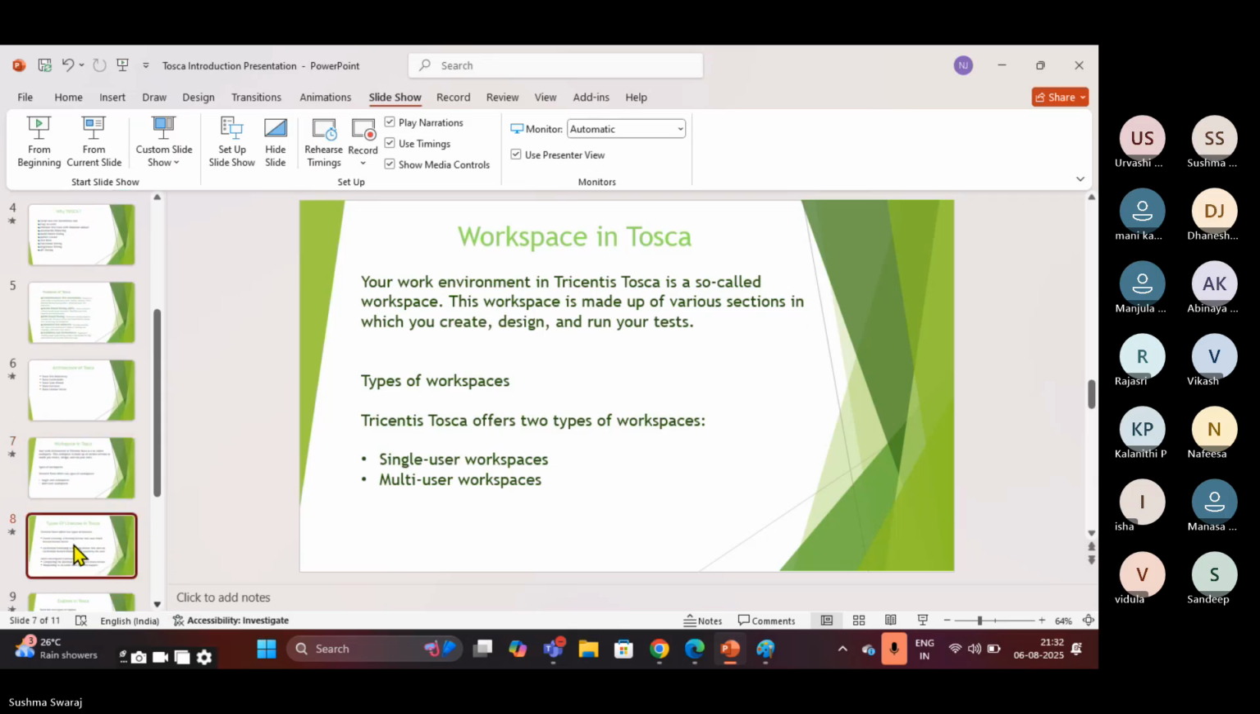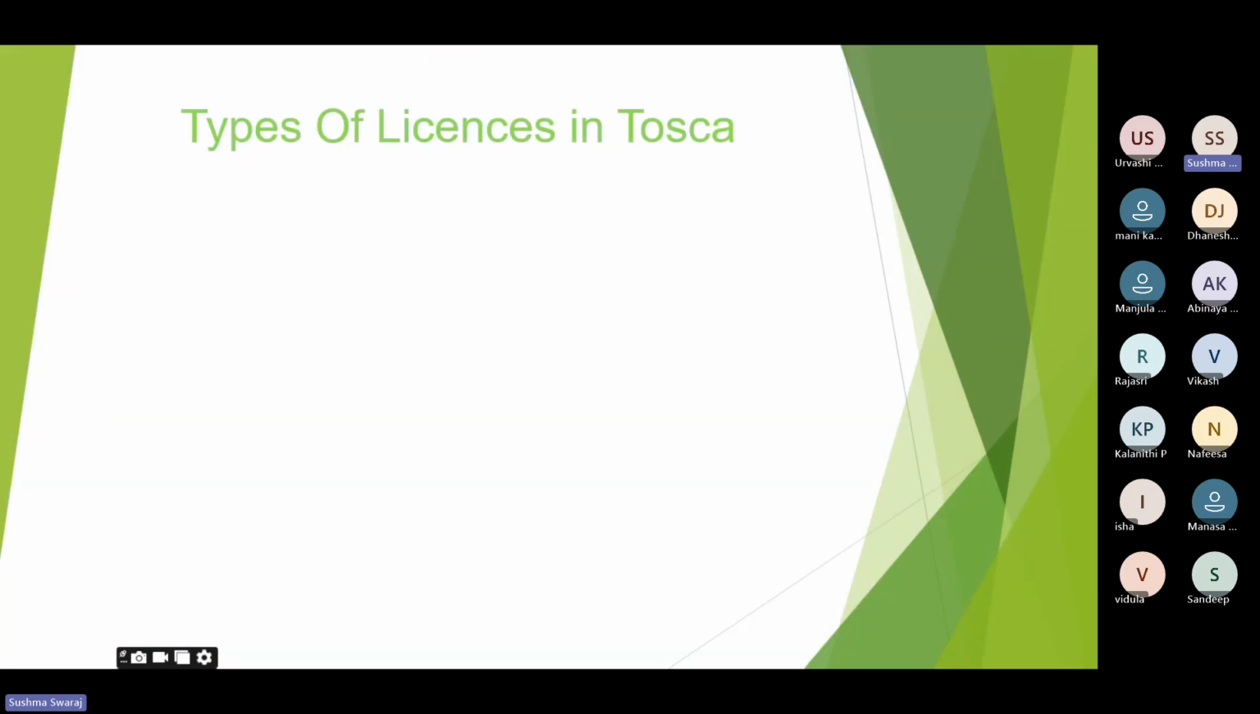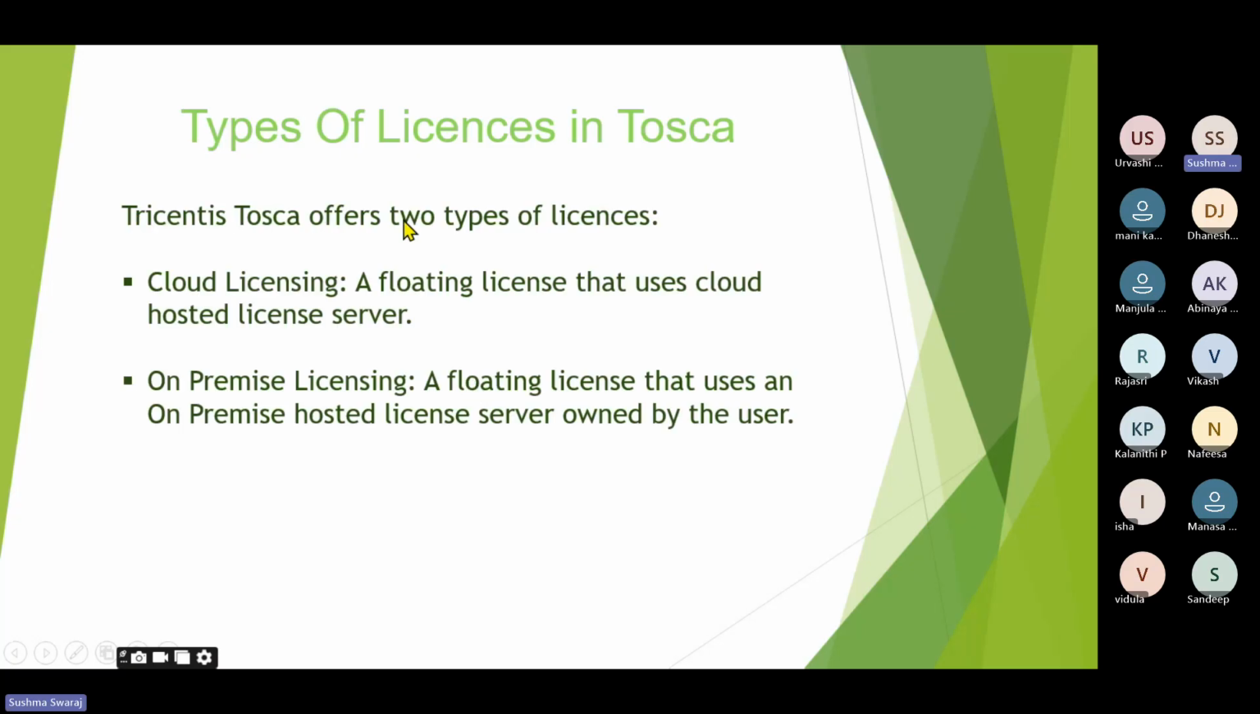Then we have different types of licenses. Talking about licenses, Tricentis Tosca offers two types: one is cloud license and one is on-premise licensing. The cloud license is something which we will be using. I will guide you from start to end on how exactly you can set up the cloud license for your particular desktop and how you can work.